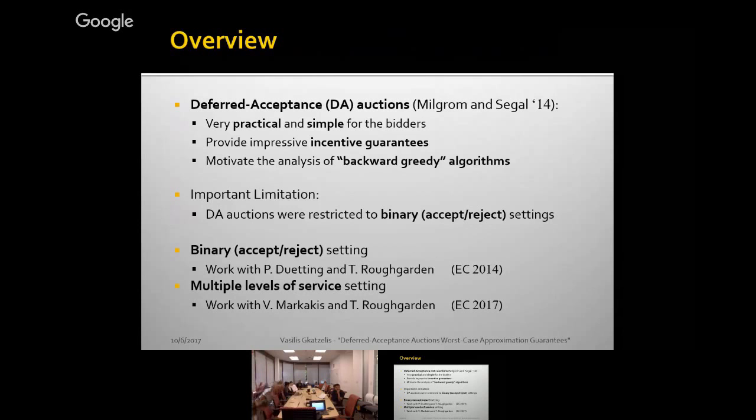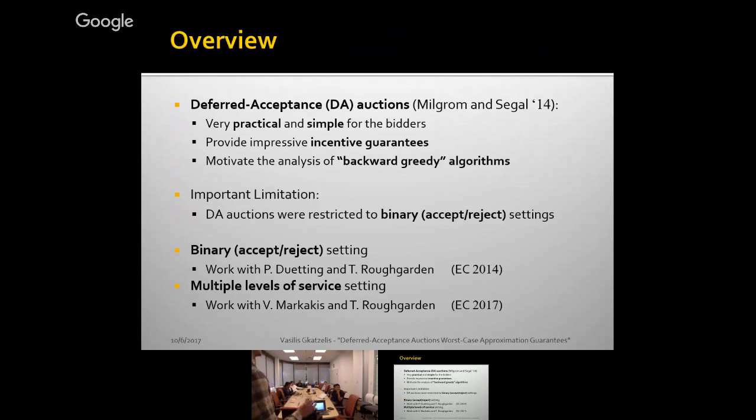It's very easy for the bidders to participate, and they have impressive incentive properties. So in other words, they give very, very strong incentives to people to tell the truth, tell you what their value is, right? And even if you don't care about auctions or incentives, you can think of them as backward greedy algorithms. So this is essentially an algorithm that has this backward structure. I'm going to explain what this means.